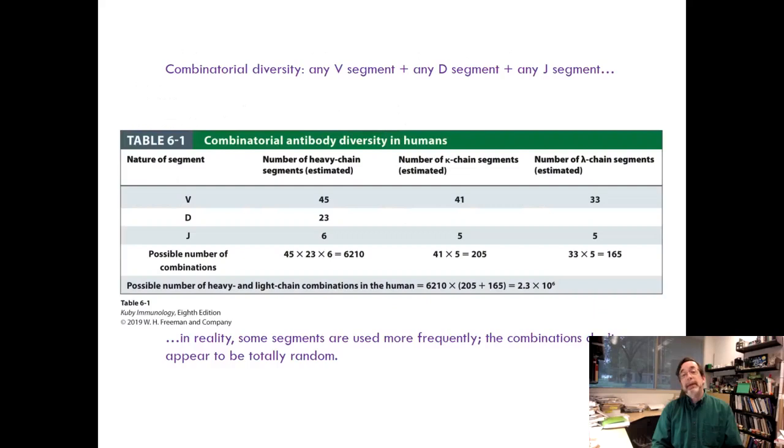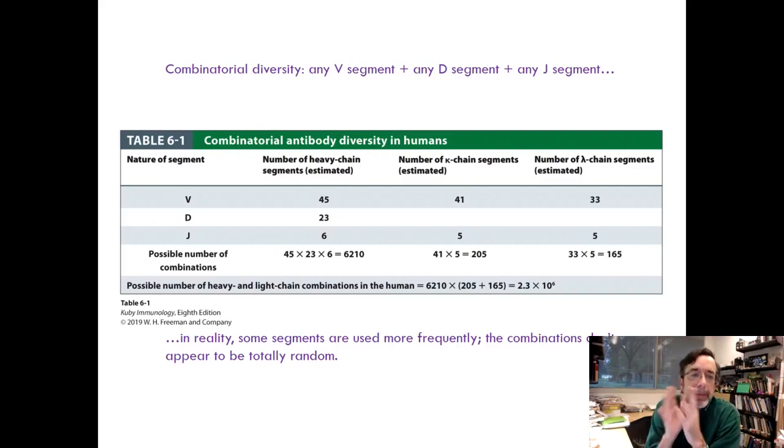And so that means that this is one of the few places where we have a calculation in immunology. It's really a basic probability type of calculation. If you have X number of choices for one thing and then Y number of choices for another thing, then your total number of choices is X times Y. So if you're adding segments, you're multiplying the possibilities together.